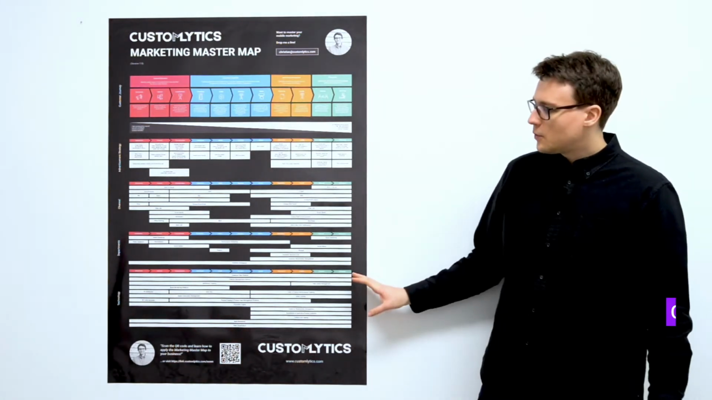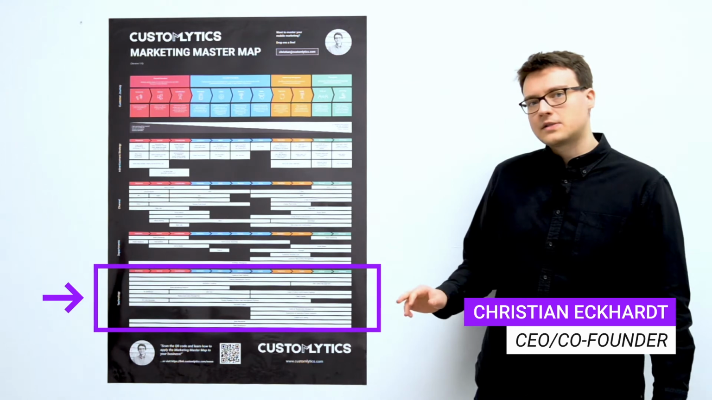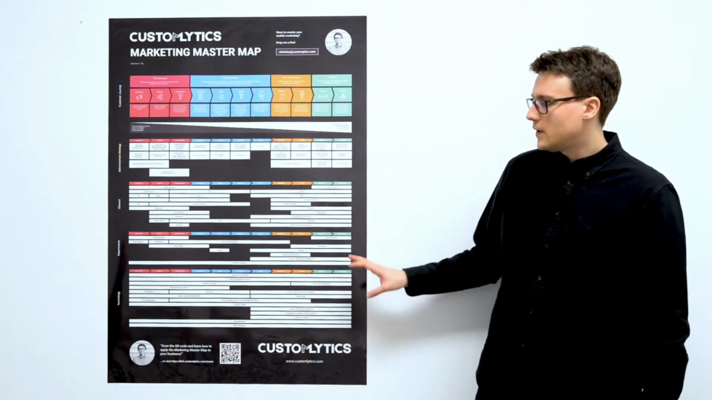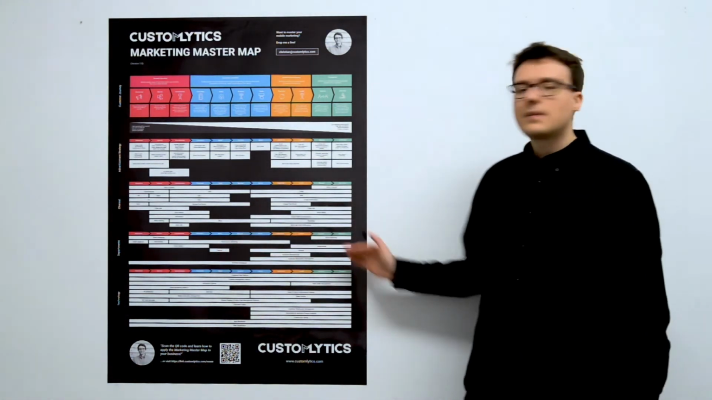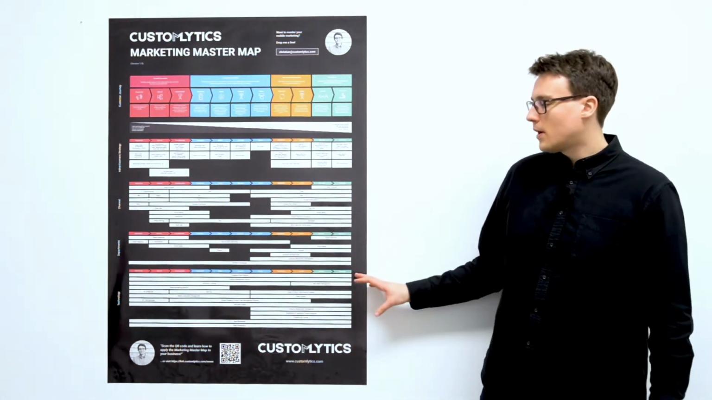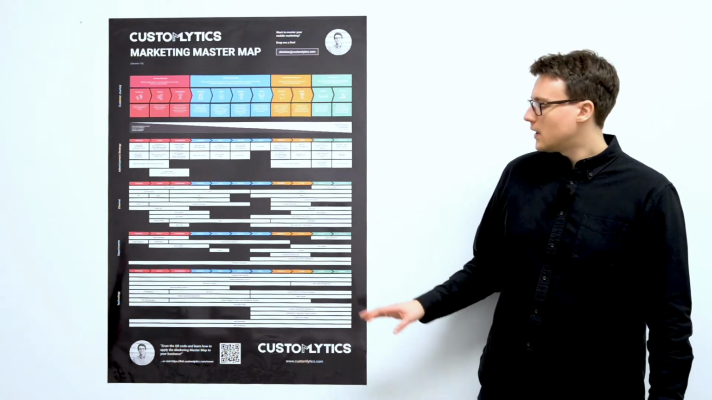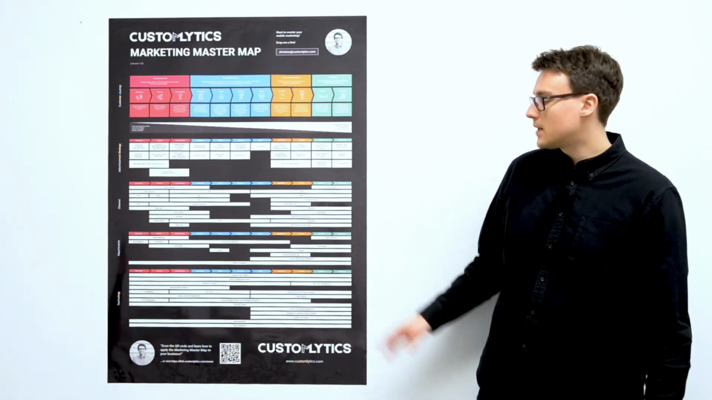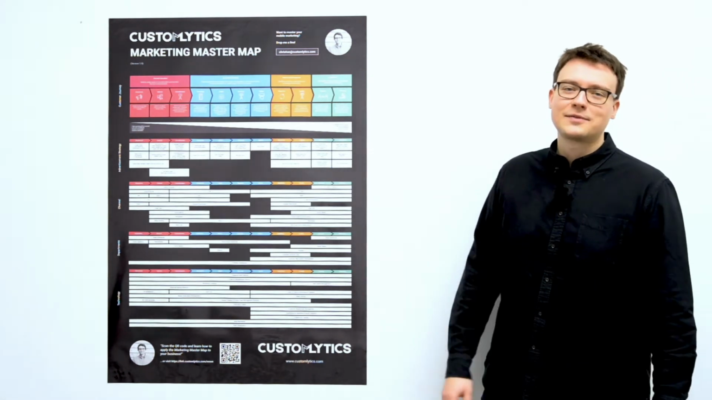So in this video, which covers the last component of the marketing master map, our holistic marketing framework, we will focus on the technologies to be used in the different stages of the marketing lifecycle. So this will be all about what kind of tech you need in your marketing tech stack in order to run successful marketing campaigns. Again, a lot of content. Let's take a closer look together.